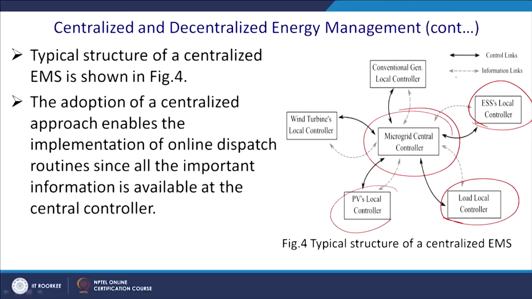So there are two links: one is the information link, and another is the control link. It will check whether it is running in MPPT or not, then it will shut down the local load if required or not allow a new load to enter, and it will check the status of the energy storage elements and may charge or discharge them, so that pattern can also be changed.